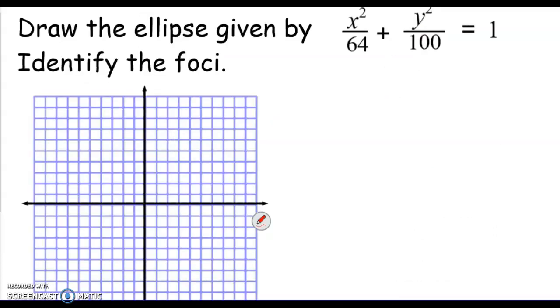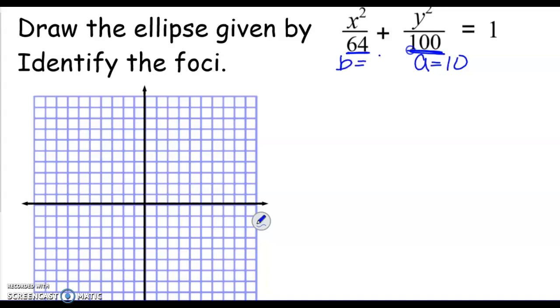All right, so draw the ellipse given by this. It says x squared over 64 plus y squared over 100. So I look and I decide, okay, who's got the bigger number? The y squared has the bigger number. So that means that's going to be my A. So it's going to be taller than it is wide. I'm going to tell you A is 10.